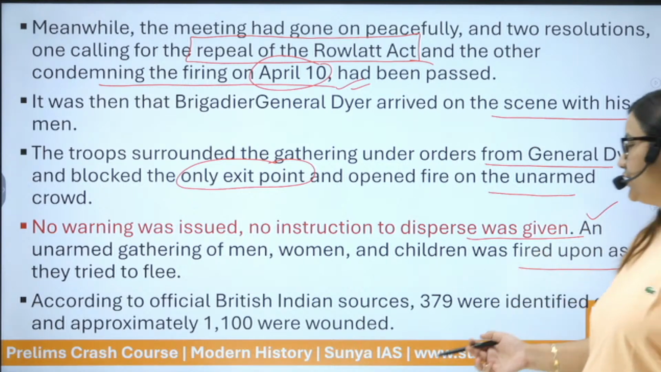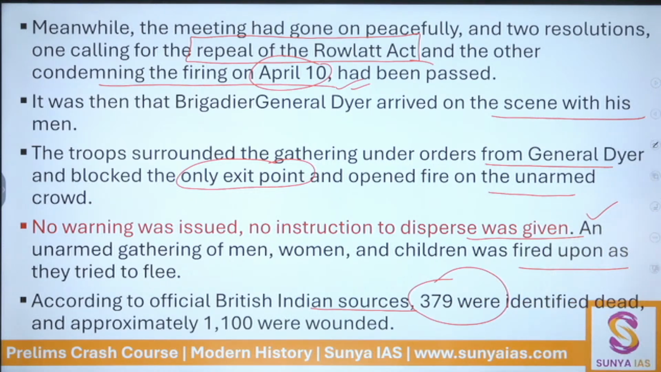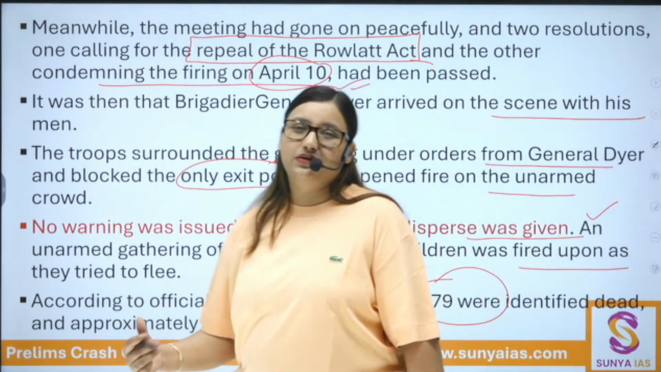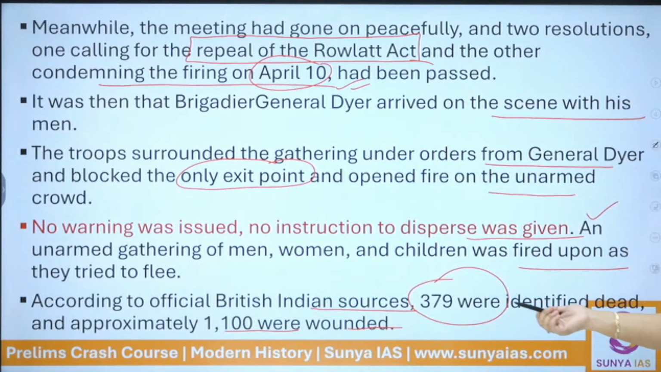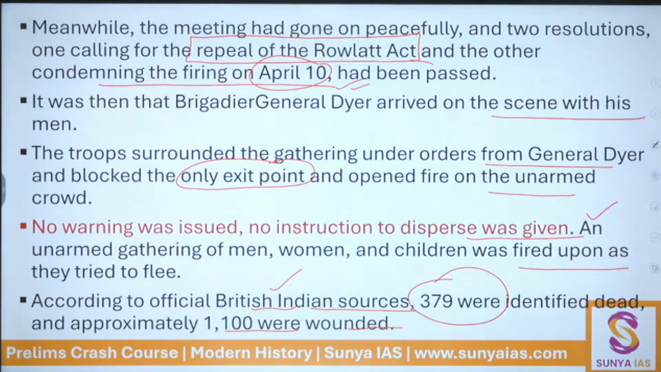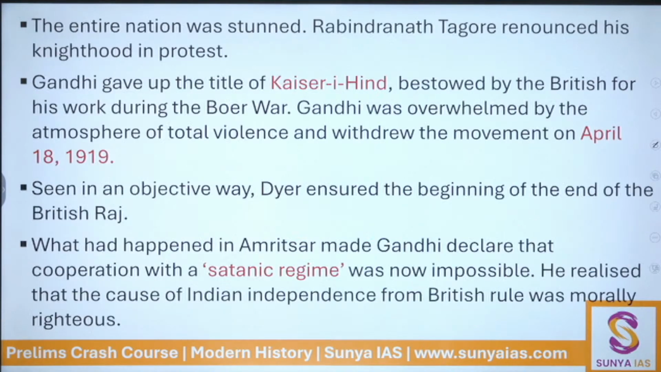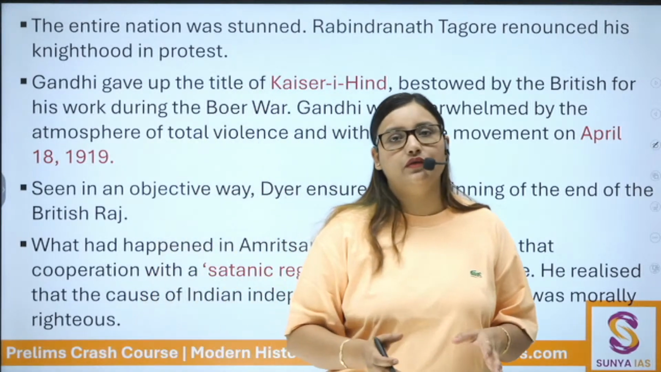According to official British Indian sources, 379 were identified dead and approximately 1,100 were wounded. However, this number is very, very less. It is not clearly true because British Indian sources means Britishers, and they always used to show things in a very little way. You know that so many points and data are hidden in the official list. They don't really confirm the reality every time, right?